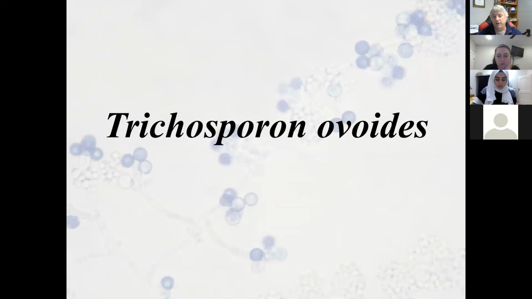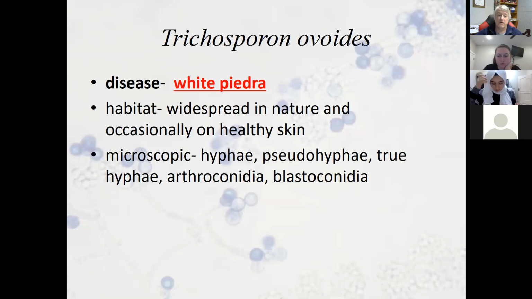Trichosporon ovoides. This is a white hydra. I think we've already touched on this one. Widespread in nature, occasionally on healthy skin. Microscopically, we're going to see hyphae, pseudohyphae, true hyphae, arthroconidia, and blastoconidia.